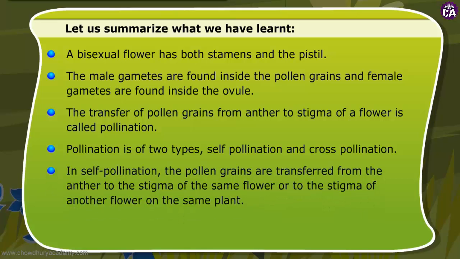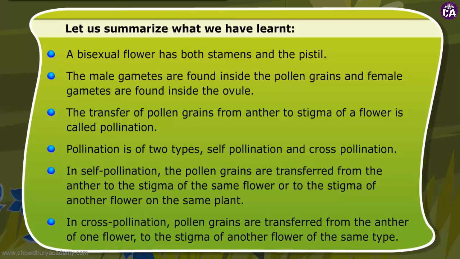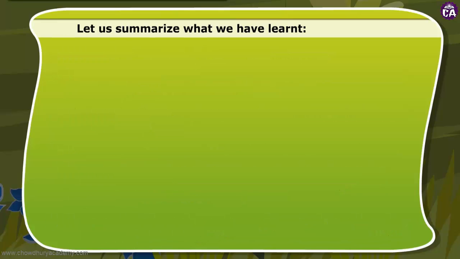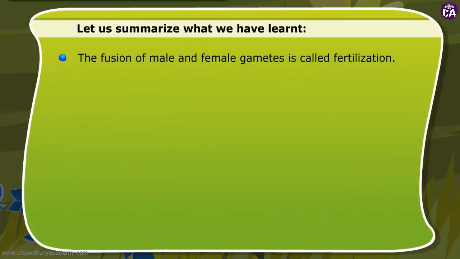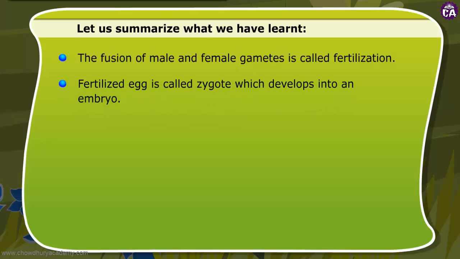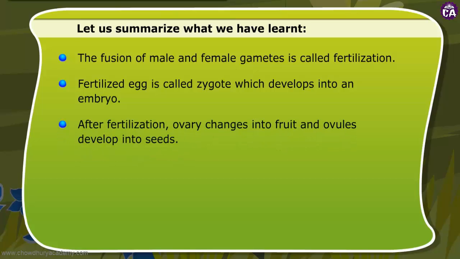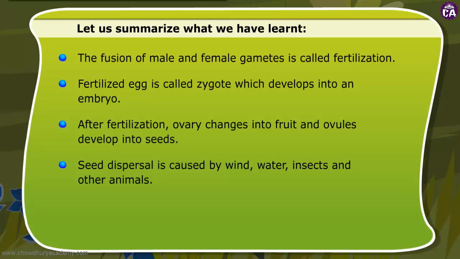In self-pollination, the pollen grains are transferred from the anther to the stigma of the same flower or to the stigma of another flower on the same plant. In cross-pollination, pollen grains are transferred from the anther of one flower to the stigma of another flower of the same type. The fusion of male and female gametes is called fertilization. Fertilized egg is called zygote, which develops into an embryo. After fertilization, ovary changes into fruit and ovules develop into seeds. Seed dispersal is caused by wind, water, insects, and other animals.